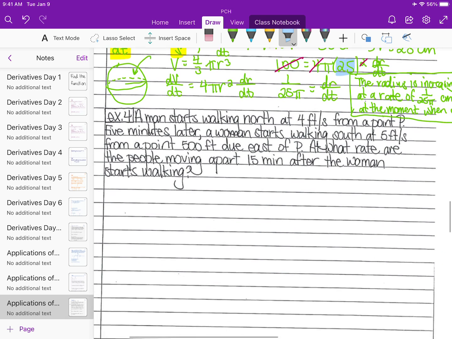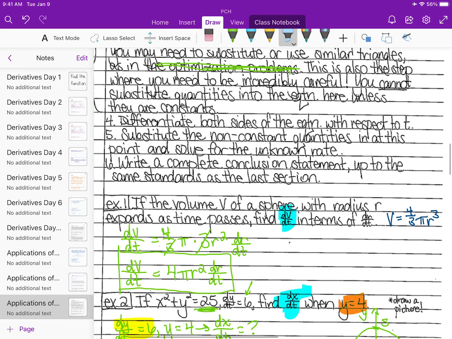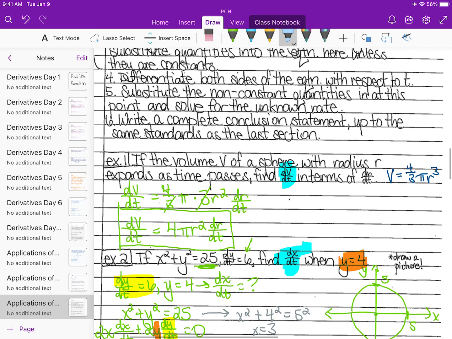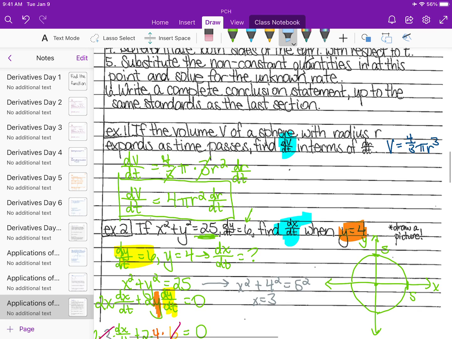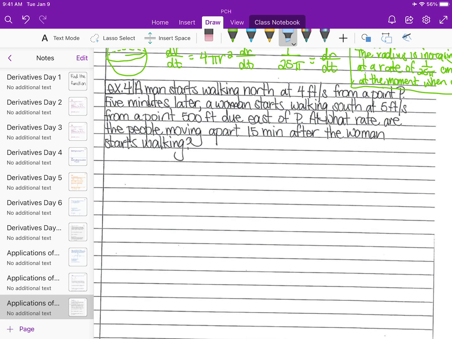Okay? All right. A man starts walking north at 4 feet per second. Wait, let me make sure that we did everything in the... Write a complete conclusion statement up to the same standards as the last section. So I just told you what those standards were. Okay, so we went through everything in that. All right, so we're going to extract information and draw a picture. Those are steps 1 and 2.